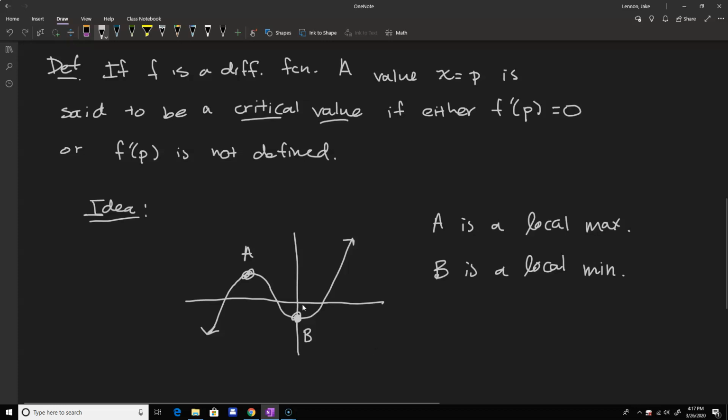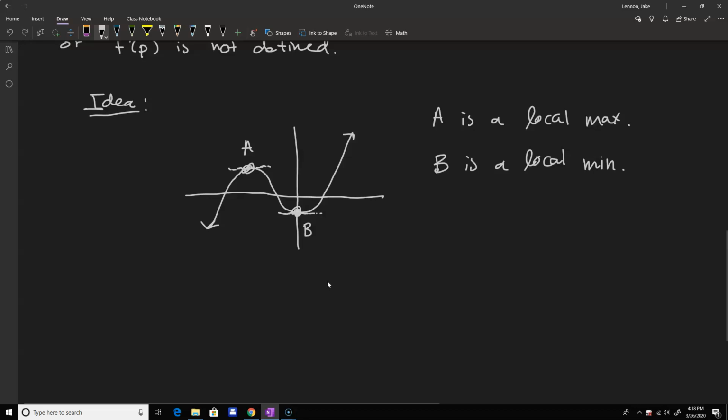So first of all, notice that both of these are going to be critical values for a function because the tangent line at those points is horizontal, which means the derivative is 0 there. And furthermore, the function changes from increasing to decreasing at A and from decreasing to increasing at B. So the first derivative test basically tells us if we can analyze around those critical points, we can figure out whether or not they're maxes or mins by just dealing with the derivative formulas. So this is the first derivative test.